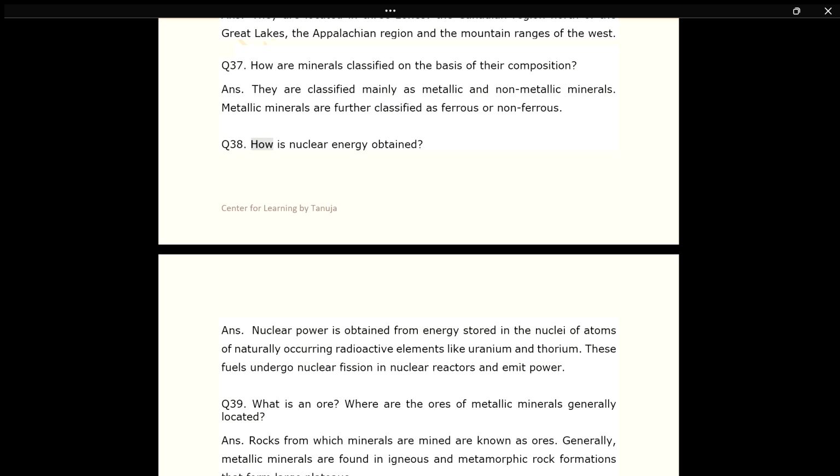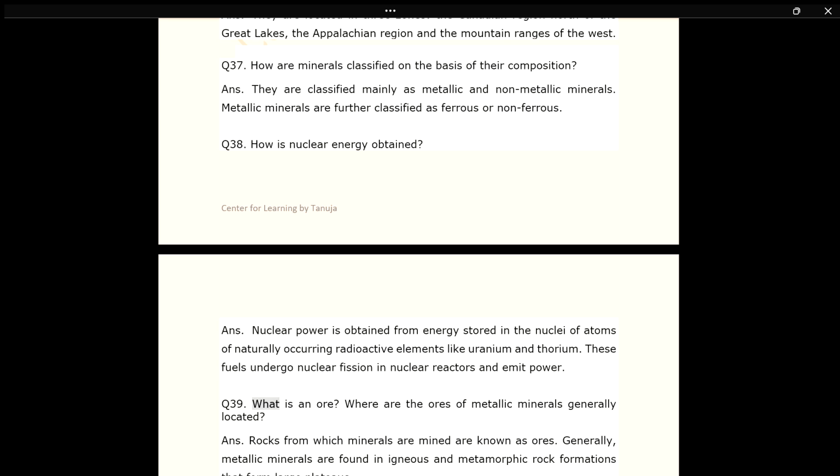Q38. How is nuclear energy obtained? Ans. Nuclear power is obtained from energy stored in the nuclei of atoms of naturally occurring radioactive elements like uranium and thorium. These fuels undergo nuclear fission in nuclear reactors and emit power.